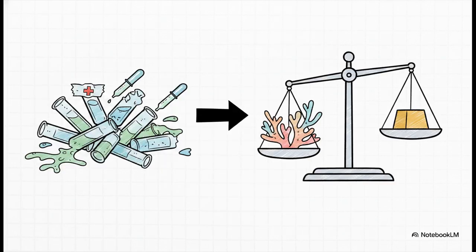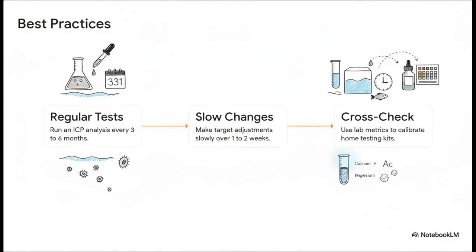Section 3. The Action Plan: Proactive Reef Management. So what do we actually do with all this advanced data? Well, by integrating ICP data, we can move away from reactive troubleshooting and shift toward proactive management. Here are 3 sequential rules for safely handling this data, straight from our source material. Step 1, test continuously. Send out an ICP analysis every 3 to 6 months. This lets you spot those gradual chemistry drifts before they become severe problems.